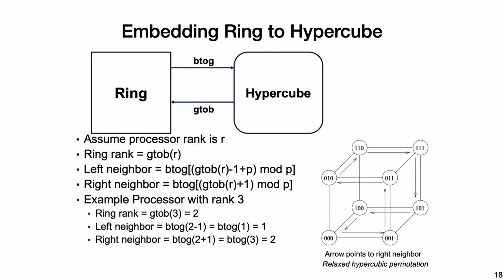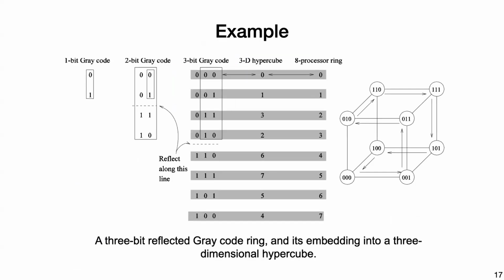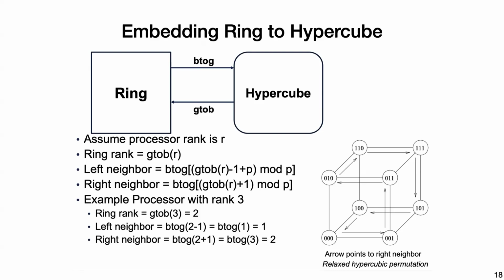If you had, for example, rank 3 in your target, the ring rank that corresponds to that, the binary thing corresponding to number 3, is 2. The hypercube has 3, and then the ring was 2. So the ring rank corresponding to the third rank in the hypercube is 2. The left neighbor in that is 1, and the right neighbor is 2 in the hypercube. So 3 was this, and then the left neighbor is 1 pointing into here, and the right neighbor is 2 pointing that way.